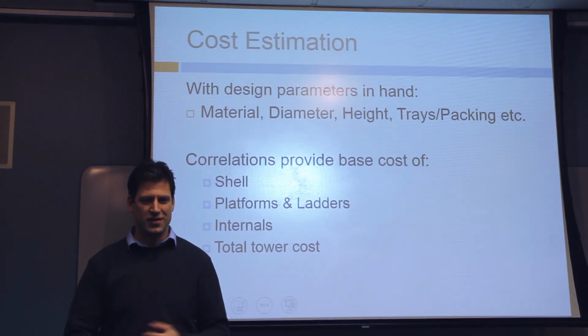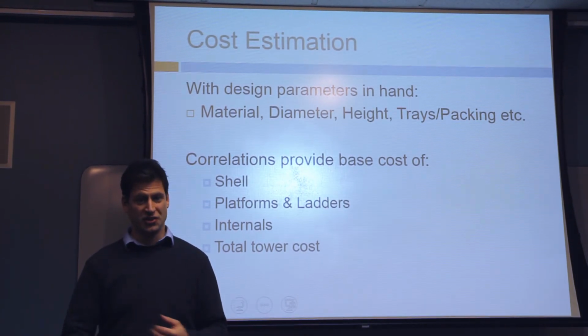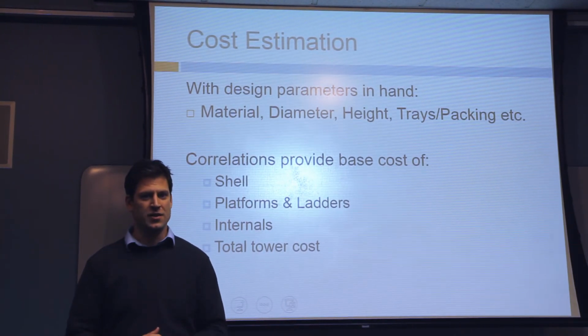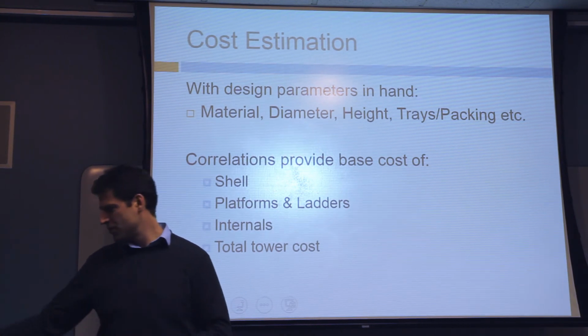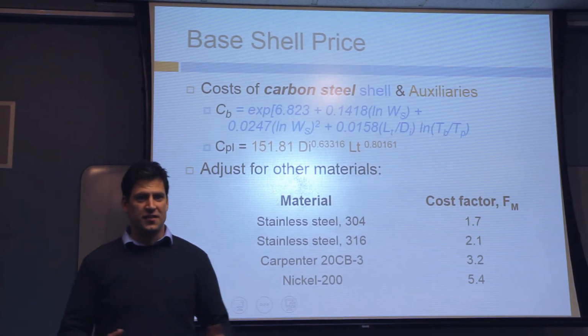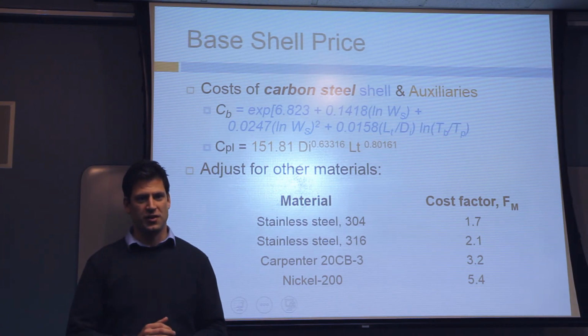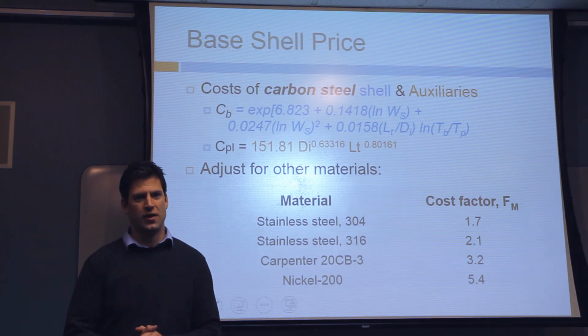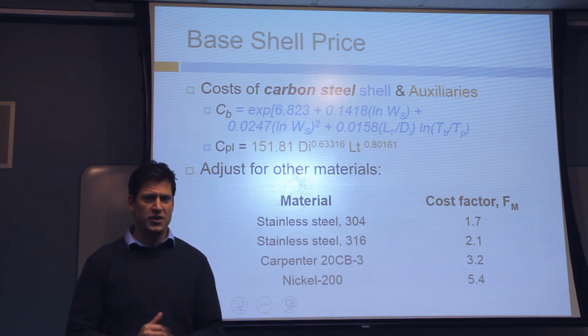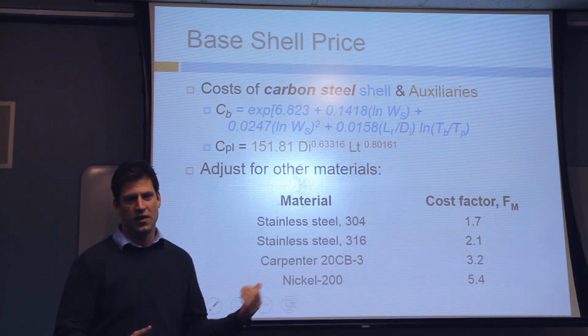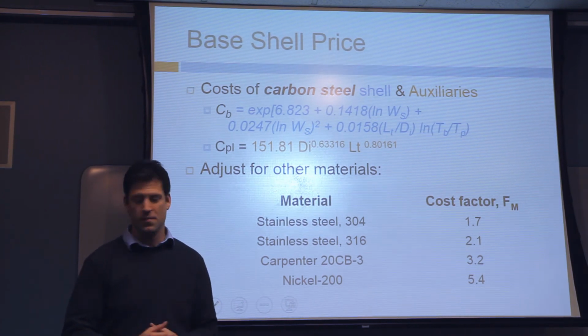This is going to give you base cost estimates for the shell, auxiliaries such as platforms and ladders, and internals, packing and trays. And then we're going to look at a couple of equations that will give you the total tower cost for both types of columns. This slide gives you the correlation we use to determine the base price of a carbon steel shell, and then the bottom correlation gives you the auxiliaries such as platforms and ladders. This will give you the base cost for a carbon steel shell. So if you want to adjust for different types of materials, you can use those cost factors in the table at the bottom.